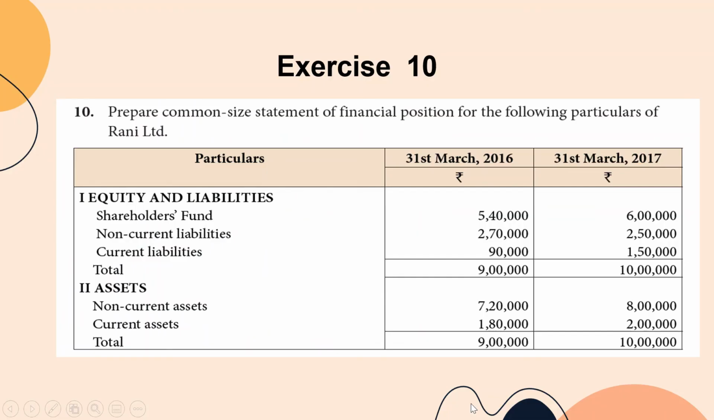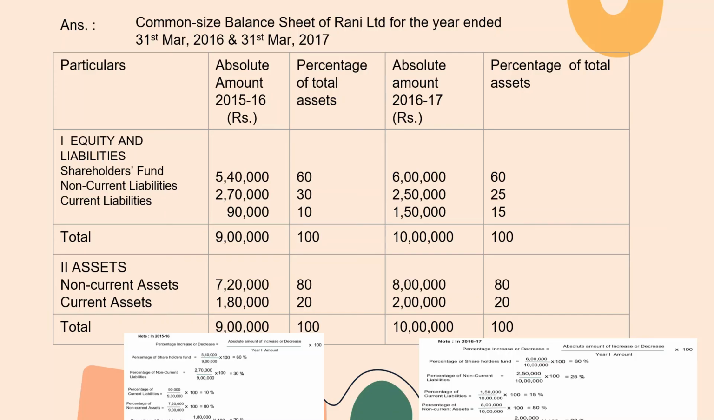And next sum is 10th sum, 2 years values given. So separate you have to do. See, for year 2015 and 16, absolute amount percentage. For 16 and 17, absolute amount percentage. So now copy the sum like this, the values also. Here you have to put the total, both the total as 100, and write it here, percentage of total assets.